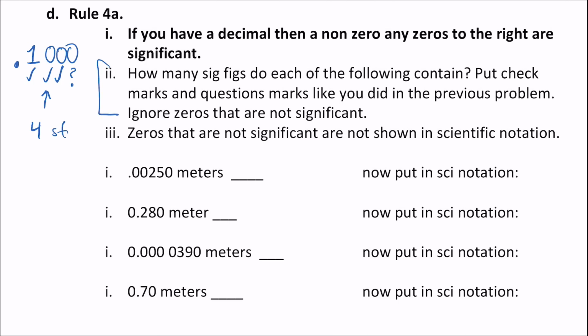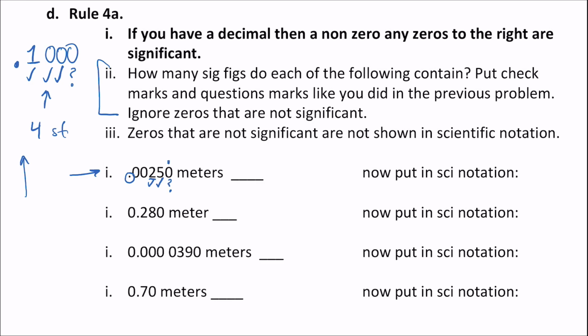Same as before, we're going to figure out everything, put it in scientific notation, all that kind of stuff. So let's look at this first one here. We have 0.00, then a non-zero. We know non-zeros are significant. So the 2 and the 5 are good. We just learned that if you have a decimal and a non-zero, any zeros to the right are going to count. So this 0 does count as well.